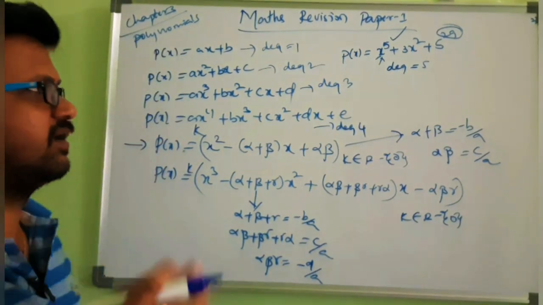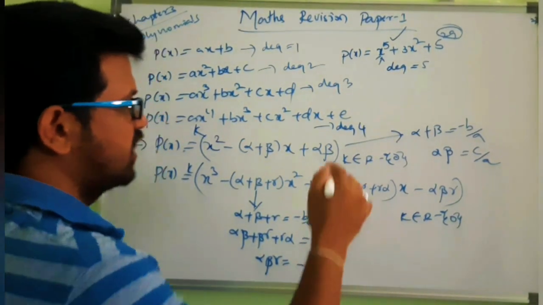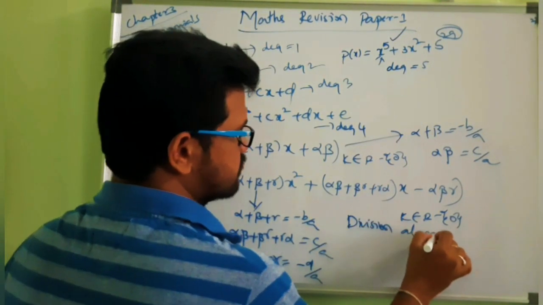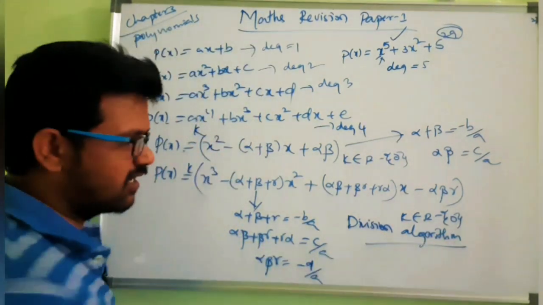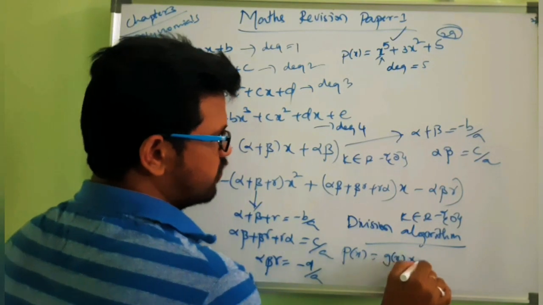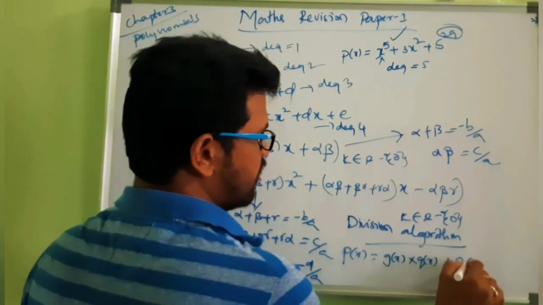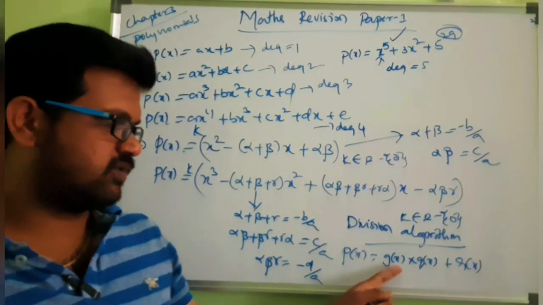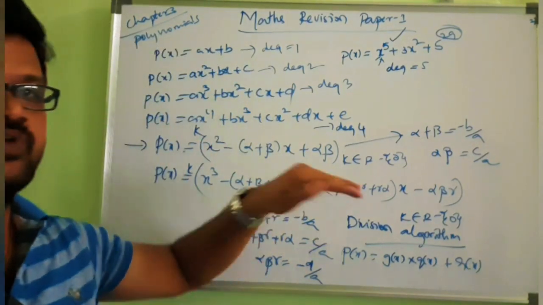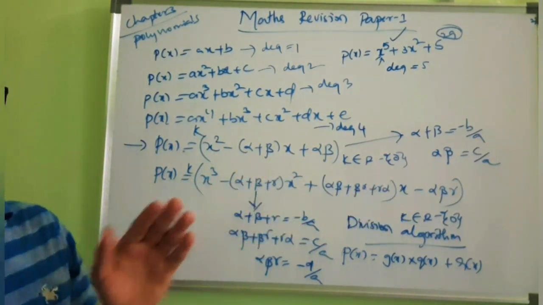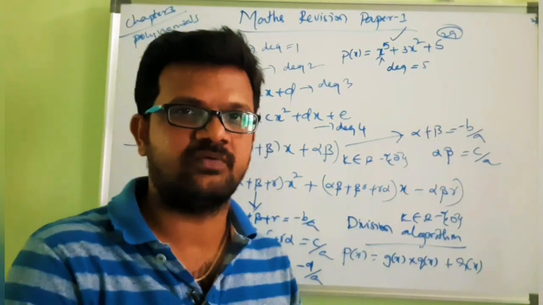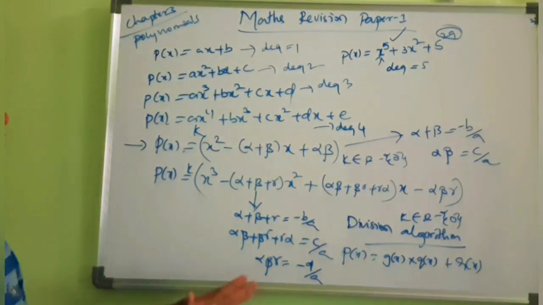Okay, this is another concept, and again in this chapter, the division algorithm. What is the division algorithm? p of x is equal to g of x into q of x plus r of x. Dividend is equal to divisor into quotient plus remainder. This is the division algorithm for polynomials. For a detailed lecture of this polynomial chapter you can visit our videos, right? So this is the polynomial chapter.